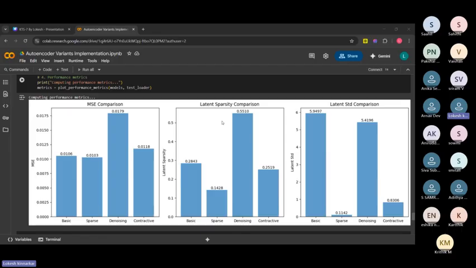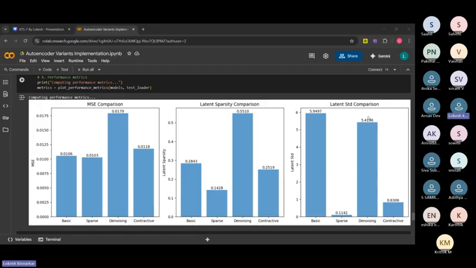And in denoising, you can see that there could be overlappings because essentially we have noisy data, and bringing that noisy data to a particular manifold is very tricky because there are a lot of mathematical difficulties involved. But in sparse, we have set a penalty that we want a particular neuron to be active for a certain percentage of time. So that's why this particular graph is on the lower side of it.